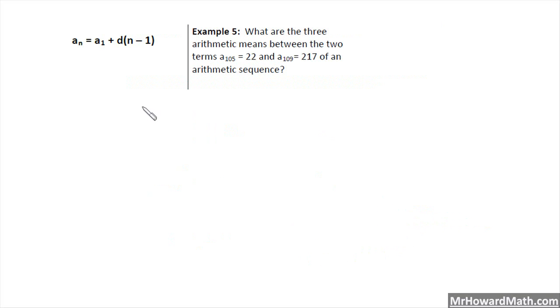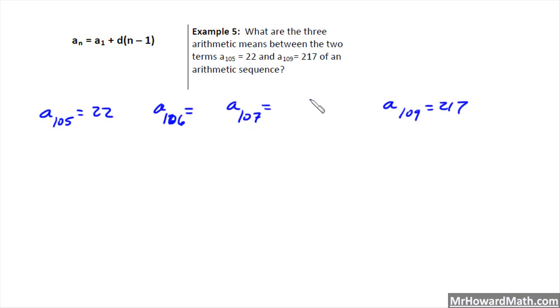Okay, example 5 here. What are the three arithmetic means between the two terms? We're given a sub 105 equals 22, and a sub 109 equals 217. So between those would be a sub 106, a sub 107, and a sub 108. Those are the ones we need to find.